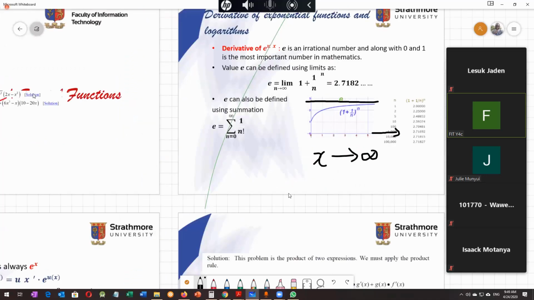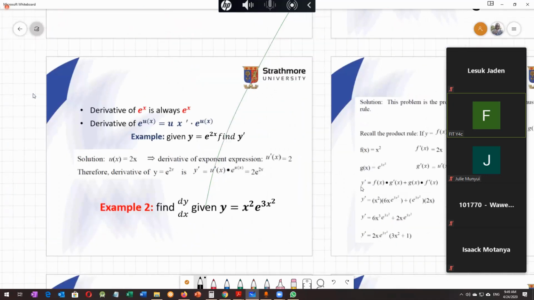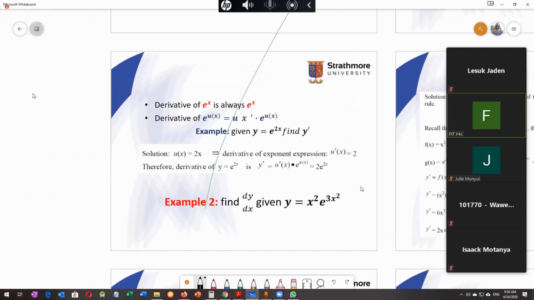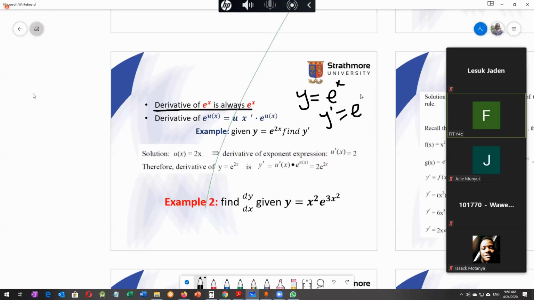So what you need here, this is now the main thing, is how to do derivatives for these special functions. Examples are actually there, but we start right here with this first rule. The derivative of e raised to power x is always e raised to power x. So if you're told to derive the function y is equal to e raised to power x, you don't go into a lot, you just say y prime is still e raised to power x. That's going to help us a great deal. That's the first rule in these special functions.